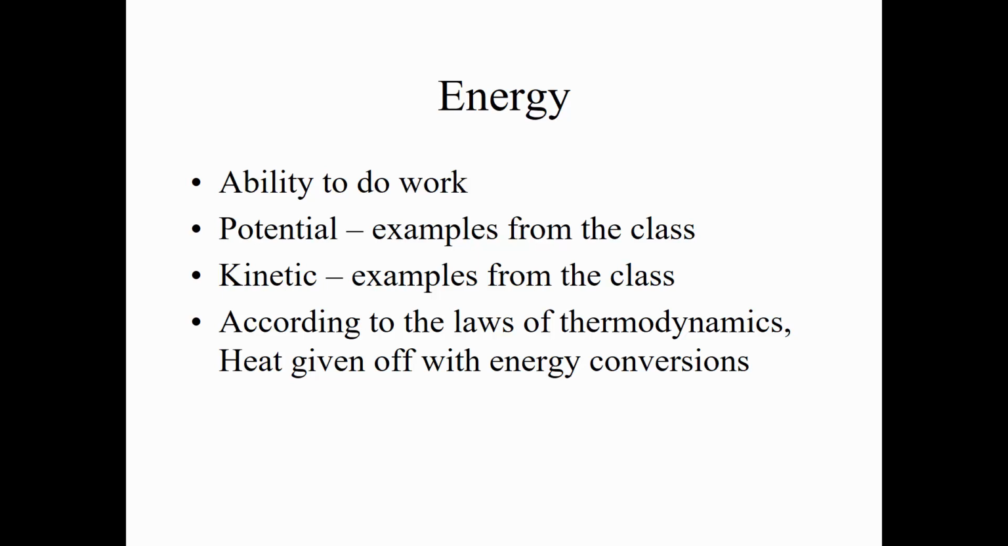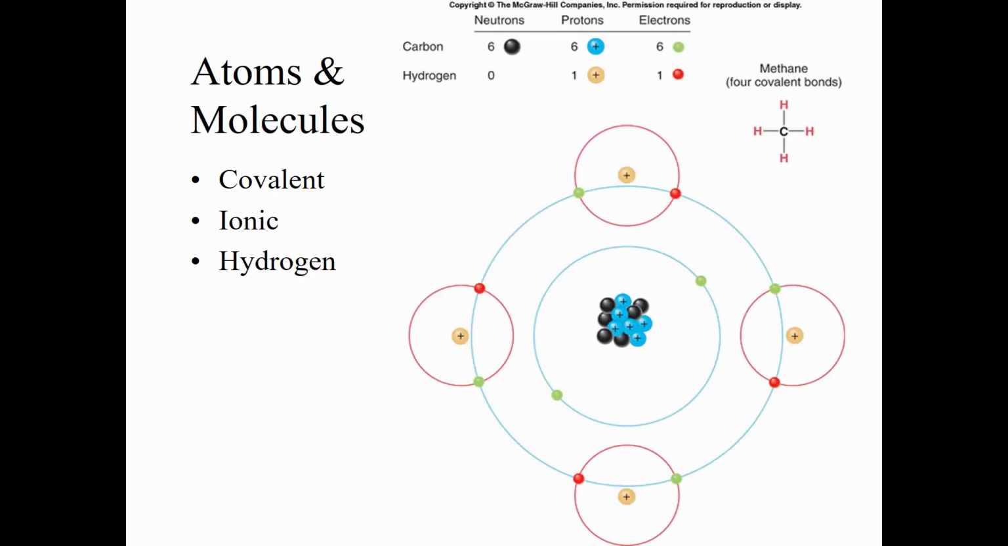And when we convert energy, some of the energy is used to do work. We're pumping an ion. We're contracting a muscle. However, not all of that energy goes to the work we need to do in the cell. Some of the energy is given off as heat. So there's no such thing as a perfect energy conversion. We have to be aware of that when we think about biological systems.